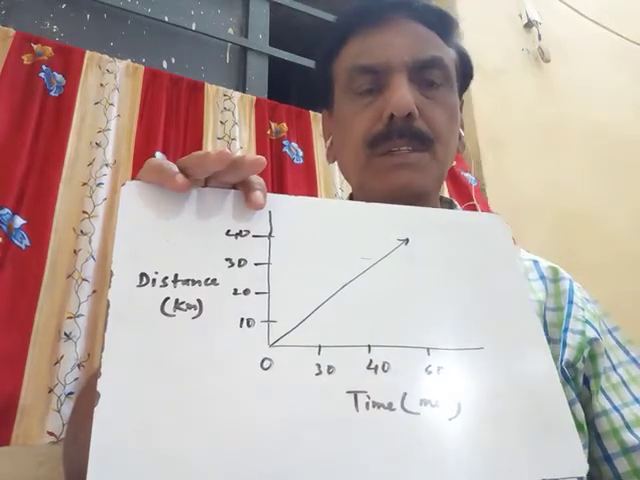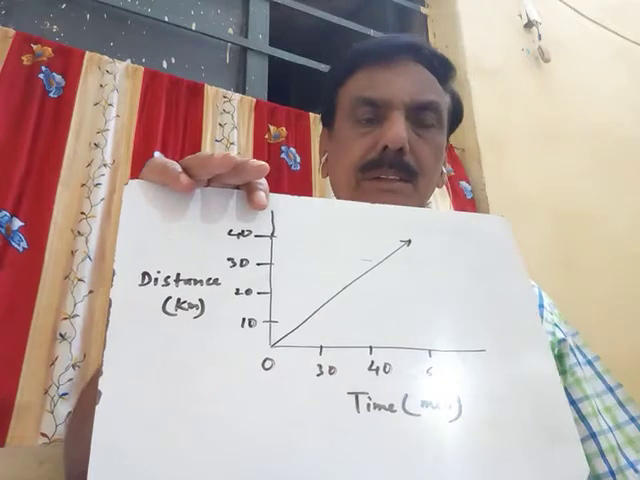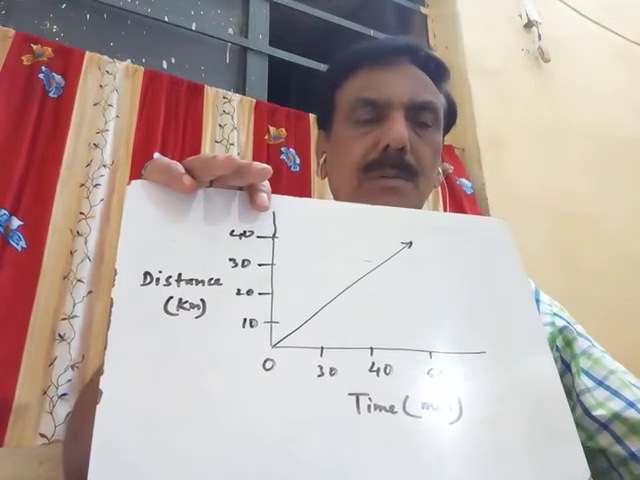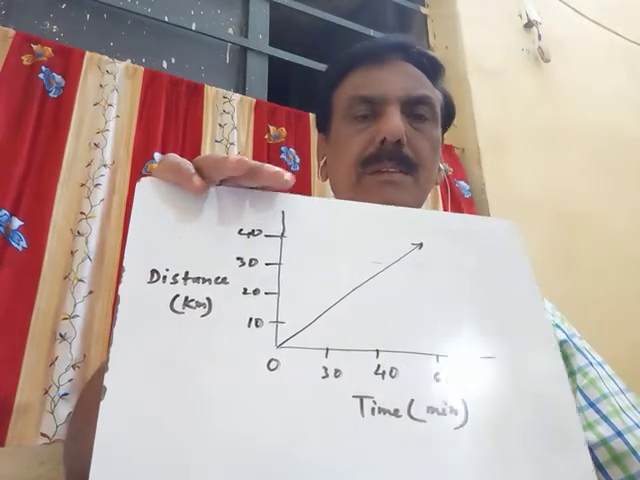What is uniform speed? When the body covers equal distances in equal intervals of time, then that is uniform speed. When it covers unequal distances in equal intervals of time, then that is known as non-uniform speed. So we can use this distance time graph to determine the speed of an object. If you divide the distance by time, we get the speed.